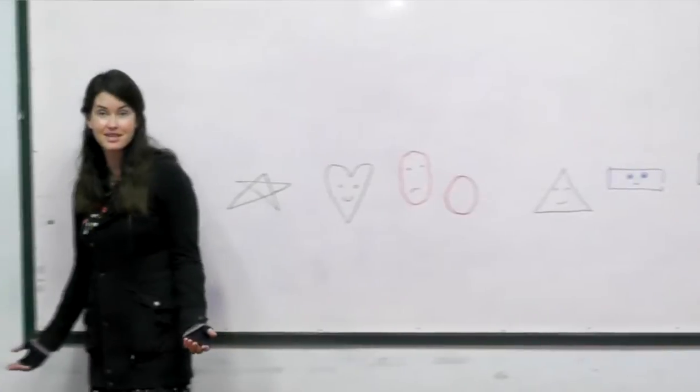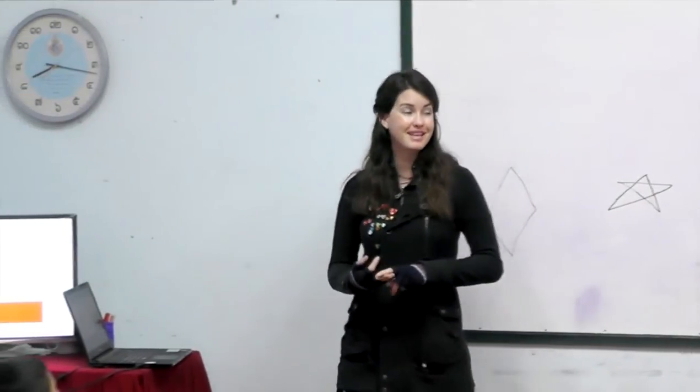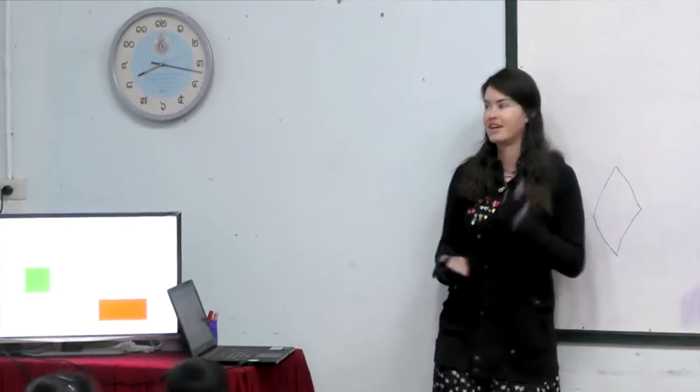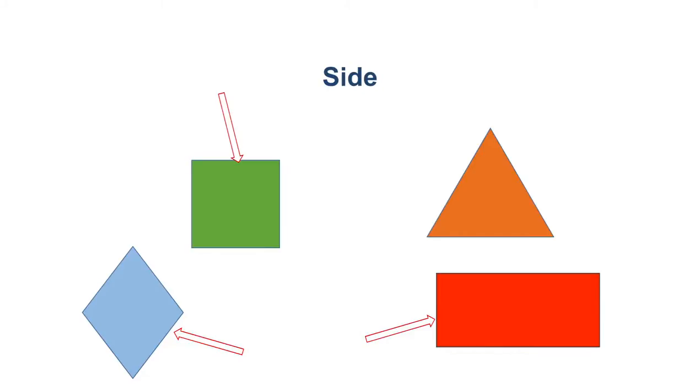How many sides on our square? How many sides on our rectangle? How many sides on our diamond? Very nice. These 3 shapes all have 4 sides. Good. What about our triangle? 3. Can you show us?